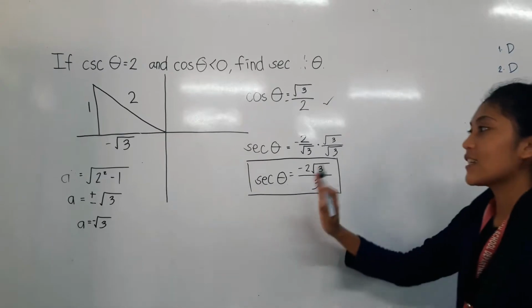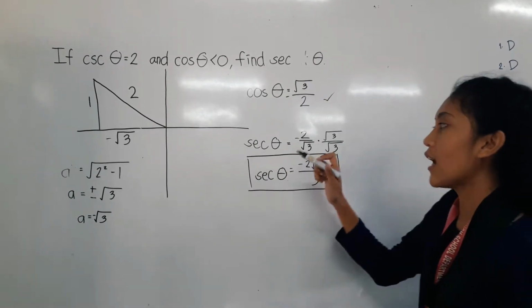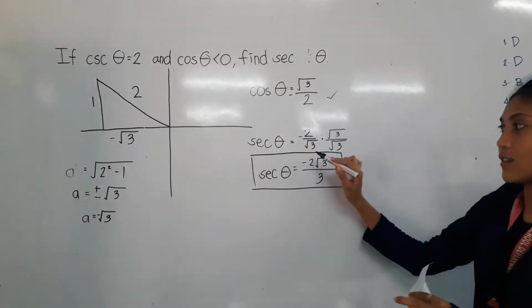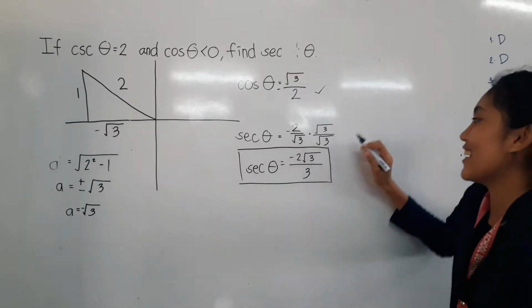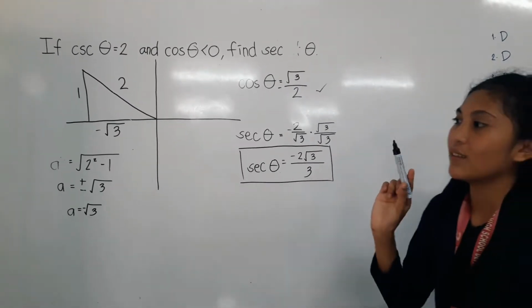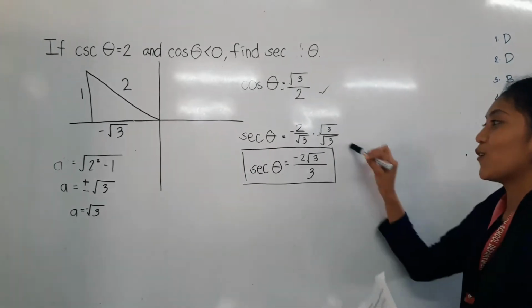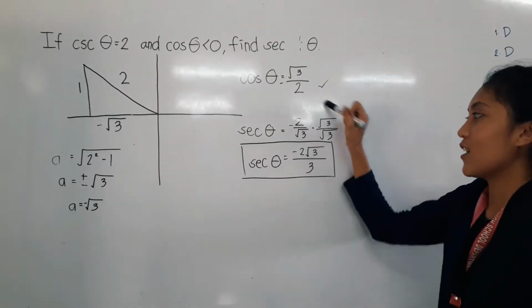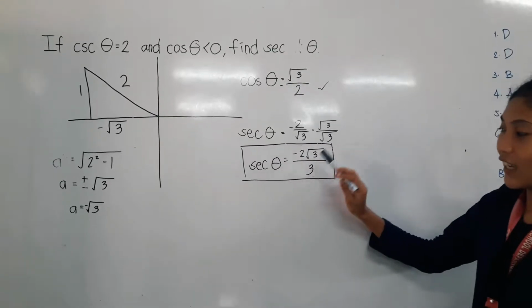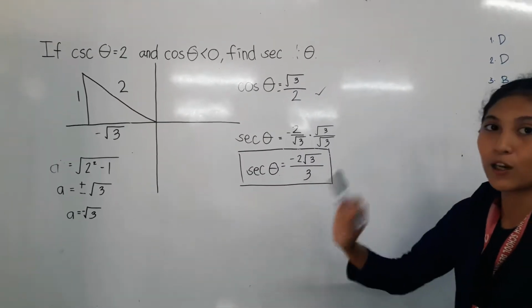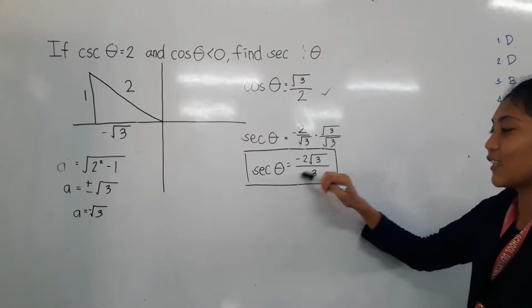Next is secant. Find secant. So, the secant is hypotenuse over adjacent. So, since our denominator is a square root, we need to rationalize. Rationalize. So, we multiply it by a number, square root of 3. So, square root of 3 over square root of negative 2 times square root of 3 is negative 2 square root of 3. Then, square root of 3 times square root of 3 is square root of 9, which equals 3. So, our secant is negative 2 square root of 3 over 3.